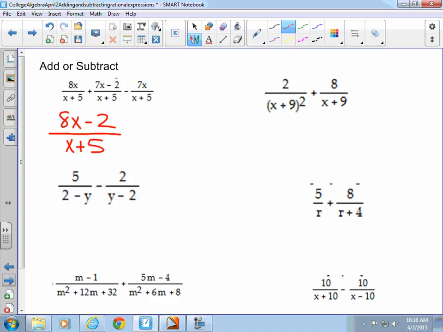Do we factor down? Okay, you definitely have to factor to see what the denominators are made up of. Now the one on the top right is already in factored form. What I do need to know is what does x plus 9 squared mean? It's x plus 9 times x plus 9. So what does the right-hand fraction need? An x plus 9.